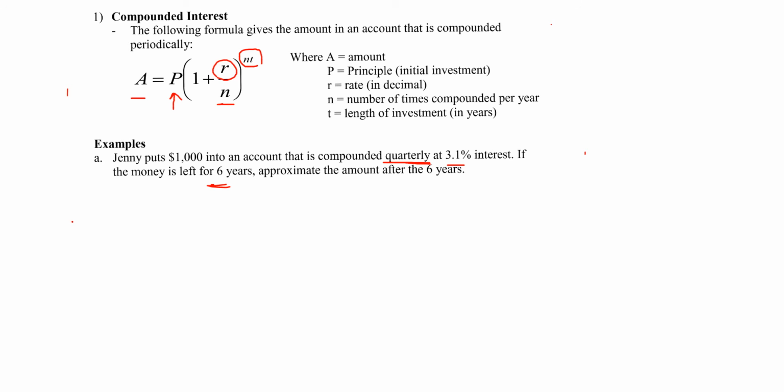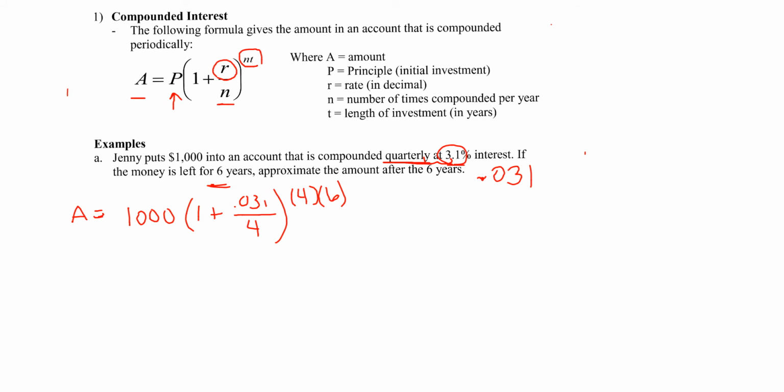So we'll start off with our A equals, our principal amount is the amount that Jenny put in, which was 1,000, times 1 plus, now our rate is 3.1%, but we need that as a decimal. So remember, move it over 2 places. So you have decimal point 031 over n, the number of times compounded, which is 4. And then it's going to be raised to the nt power, which is 4, and then 6 years, so 6.